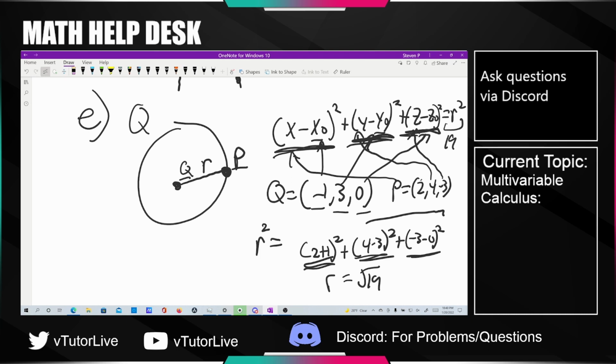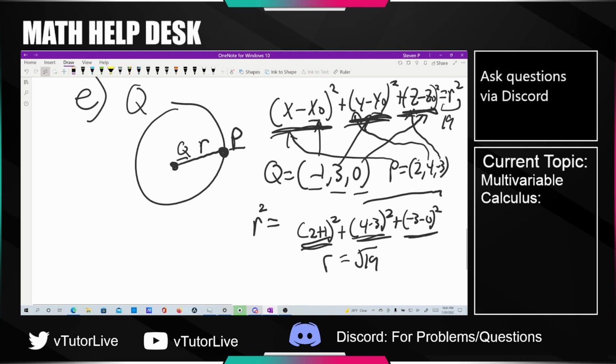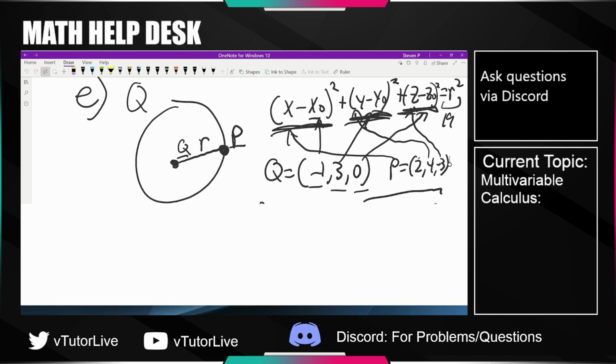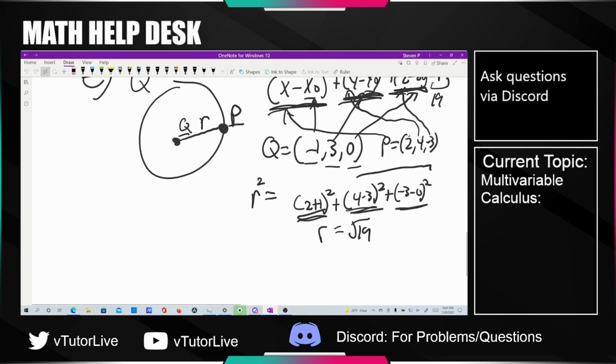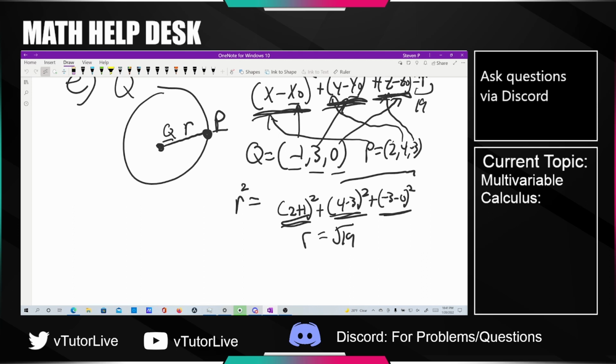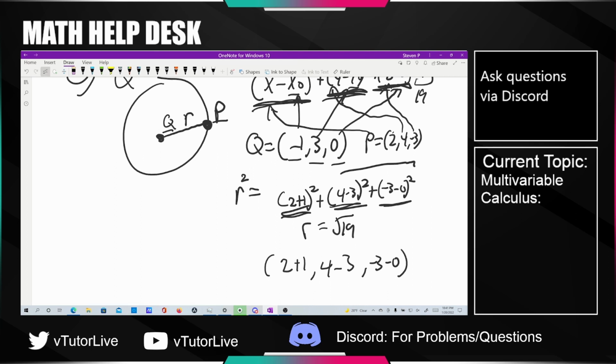You basically take the magnitude of the vector from Q to P, and it's the same exact equation. Yeah, taking the magnitude of the vector between Q and P is another way to think about it that ends up being mathematically almost identical. Because the vector between Q and P just turns into 2 plus 1, 4 minus 3, and -3 minus 0. Then the magnitude is just the square root of all the squares, right? But look, that's exactly what we had over there, right?